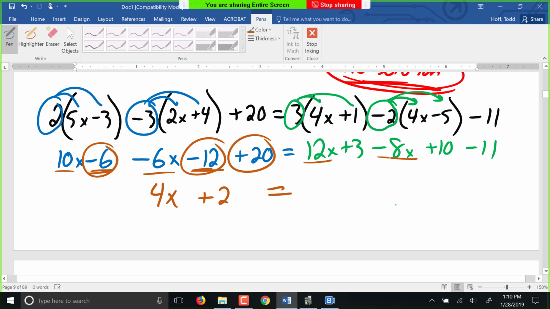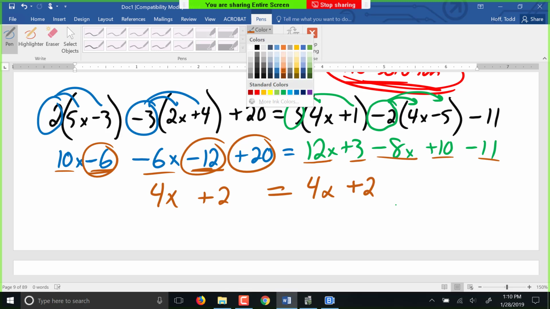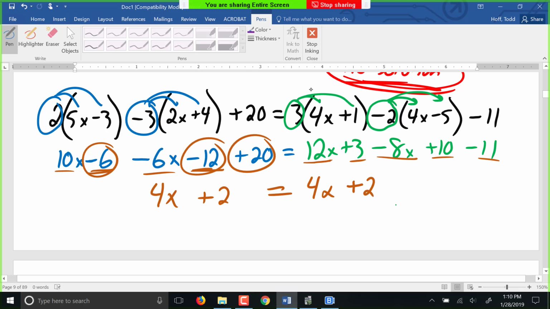Perfect, we combine like terms. 12x and negative 8x make 4x. 3, 10, and 11 make positive 2. Well, there's still a variable on each side, so we're going to get rid of one by subtracting 4x. Unfortunately, once again, both of them disappeared. We have 2 equals 2.